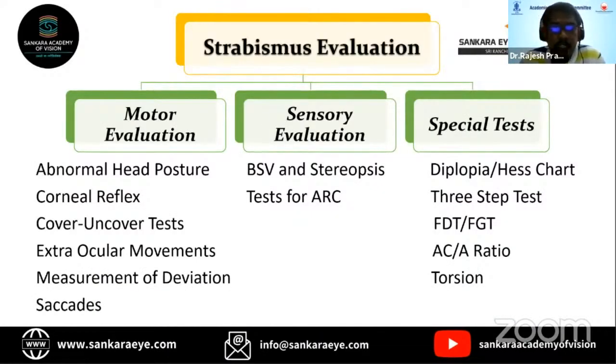We'll deal with the motor evaluation part of the strabismus, and then the sensory evaluation. Special tests I'm not covering much because of the want of time. Diplopia charting, the 3-step test, and FDT, FGT can be covered under paralytic strabismus when Dr. Rohit sir is giving a talk. So I'll be dealing with the basic evaluation part alone.